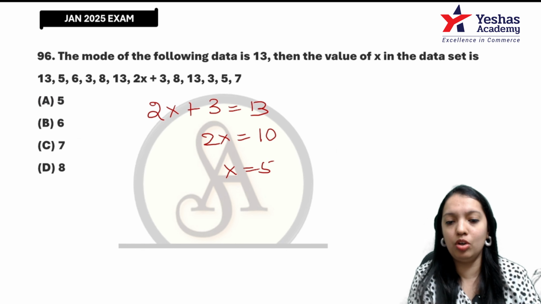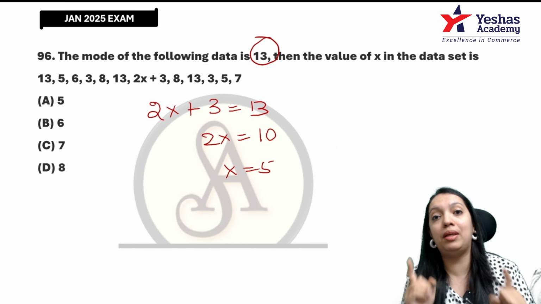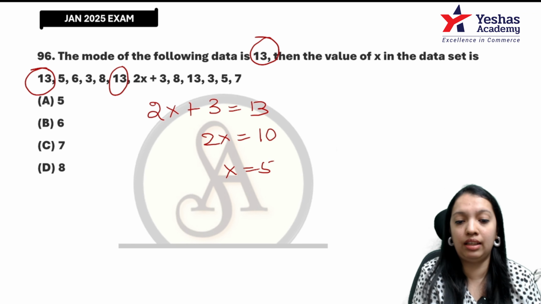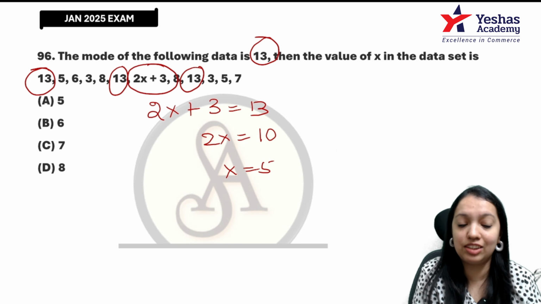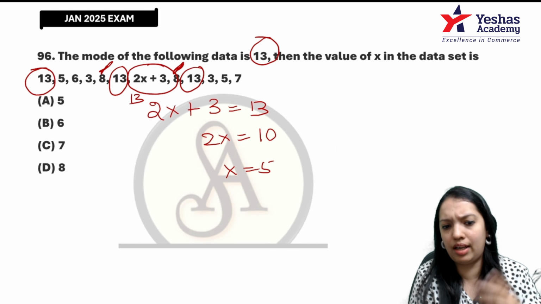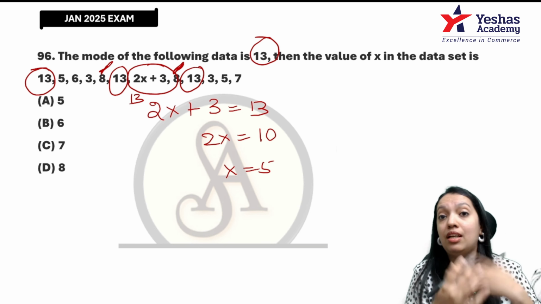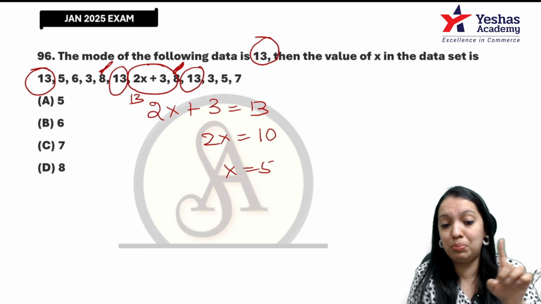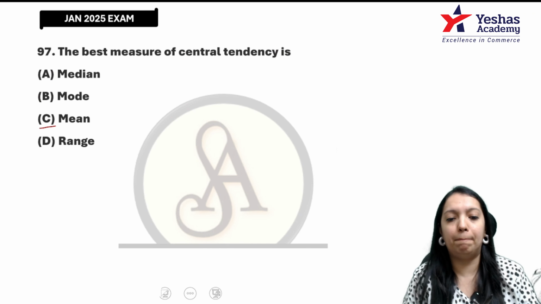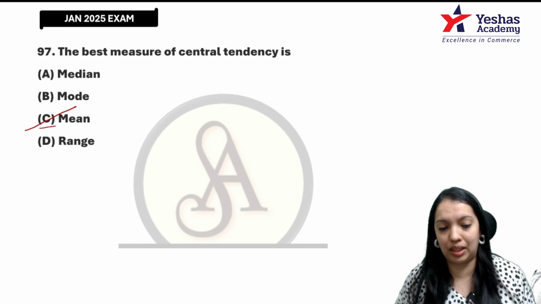Next, mode of the observation is 13. What do you mean by mode? The highest repeated observation. 13, 13, 13. So even this has to become 13. Otherwise, you can observe that even 8, 8, 8 are repeating for n number of times. So if it has to repeat for more number of times, 2x plus 3 is equal to 13. X value will become 5. Next, best measure of central tendency is arithmetic mean.